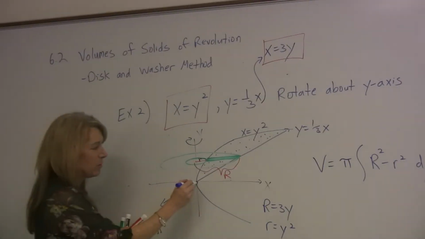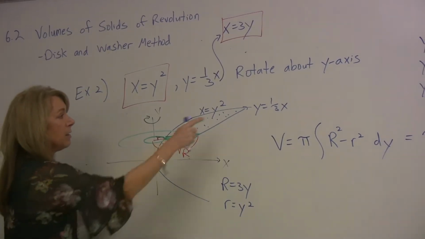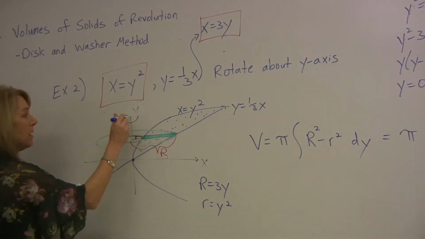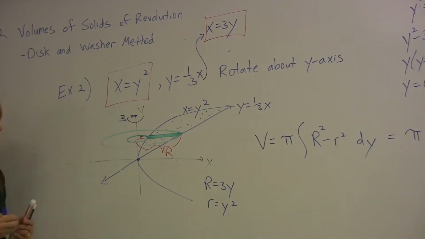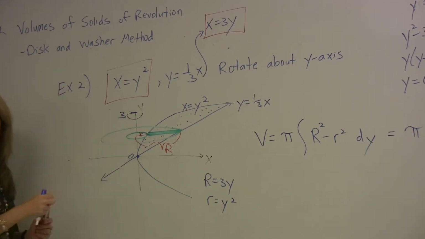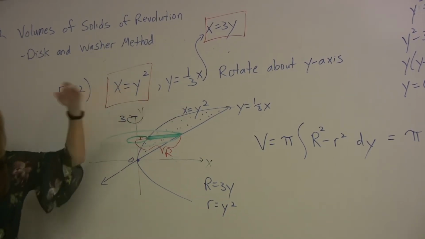So we already knew that one was 0 right here. This one right here, where it tops up here, this is y equals 3, where it touches up there at the top. 0 up to 3. So we're going to start slicing at 0 and keep taking those slices till we get to 3.